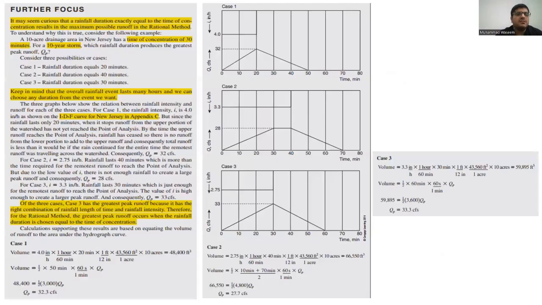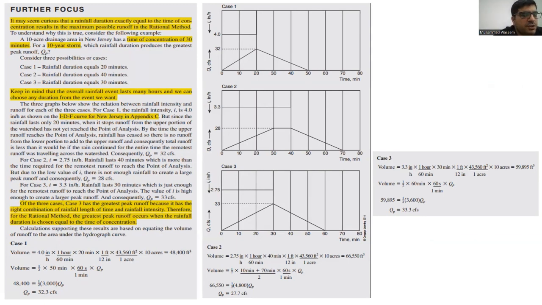One more thing to clarify. I would like to read these slides because I think this will clear most of the doubts. It may seem curious that a rainfall duration exactly equal to the time of concentration results in the maximum possible runoff in the rational method. To understand why this is true, consider the following example. A 10-acre drainage area in New Jersey has a time of concentration of 30 minutes for a 10-year storm.